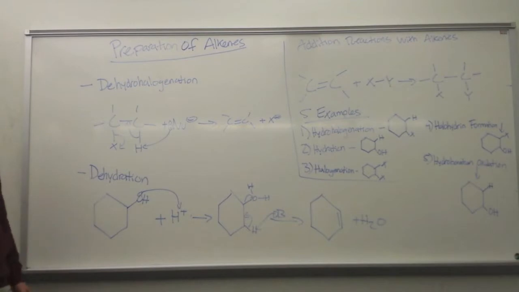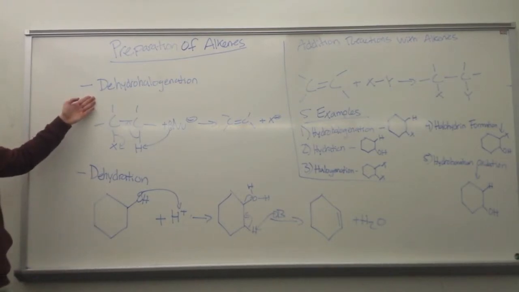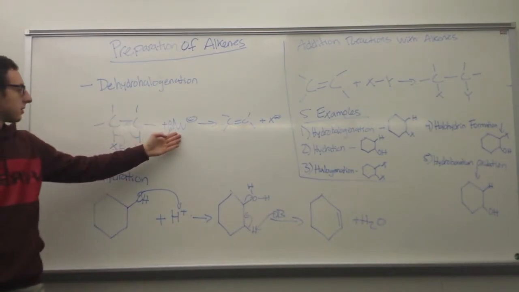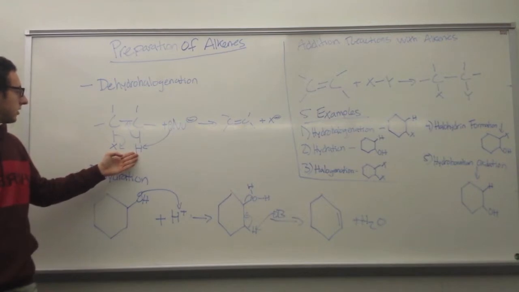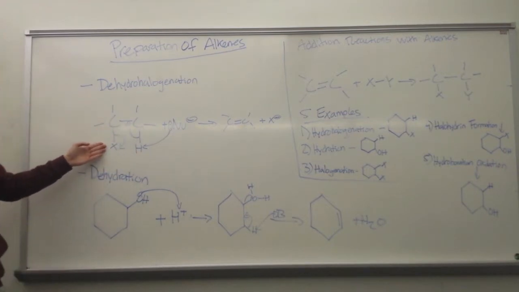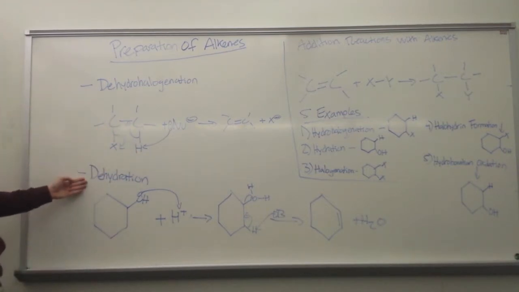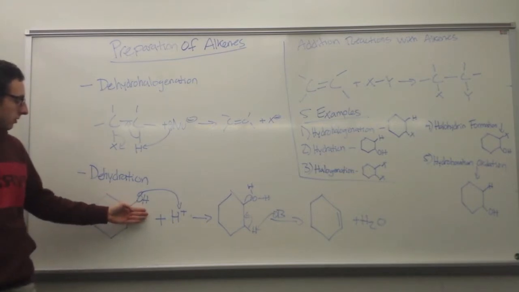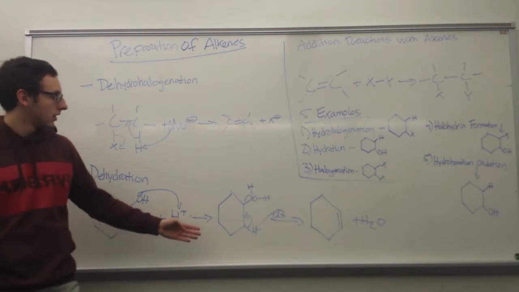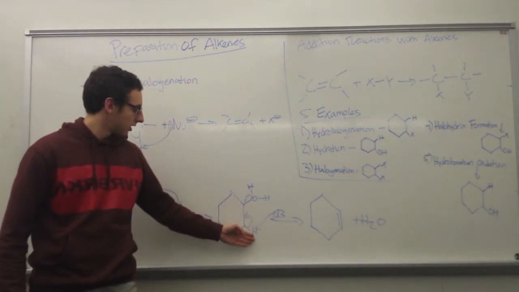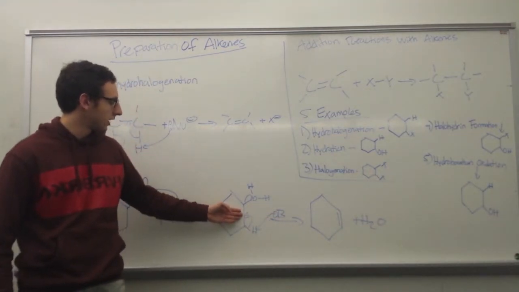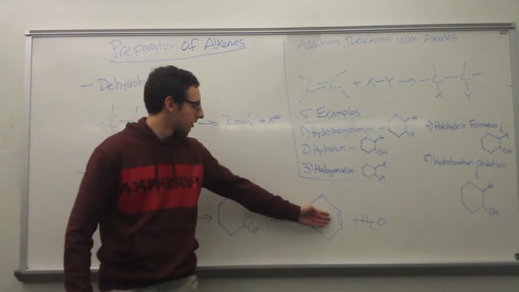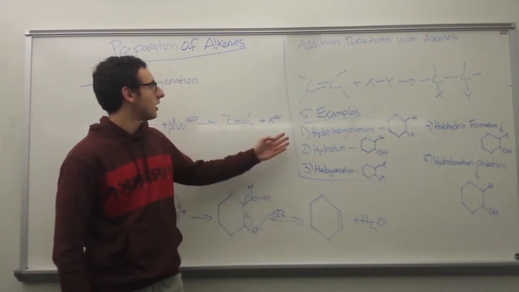To make an alkene, you can do a dehydrohalogenation reaction, and that takes a nucleophile to deprotonate a hydrogen, forming a double bond and kicking off a leaving group. A dehydration reaction is a type of elimination reaction. Your alcohol is made into a better leaving group by a proton, and then a base attacks a hydrogen, which makes an alkene, which kicks off your water, forming your double bond.